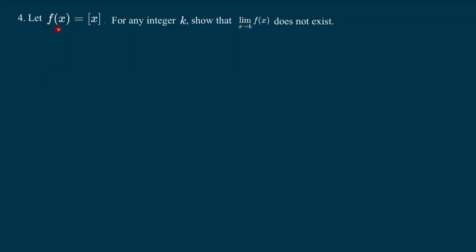Next, let f(x) equal the greatest integer function of x. For any integer k, show that limit x tends to k of f(x) does not exist. First let me draw a real number line, and let us mark our number k somewhere over here. So the integer greater than k will be k plus 1, and the integer less than k will be k minus 1. So here we will find the left hand limit and right hand limit, since we have to find limit x tends to k of f(x).